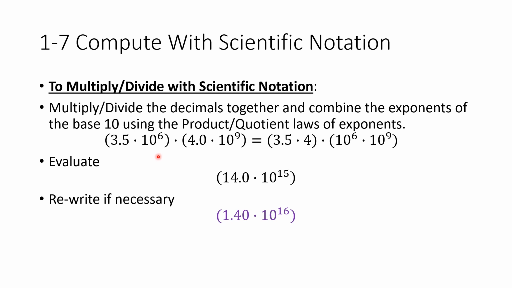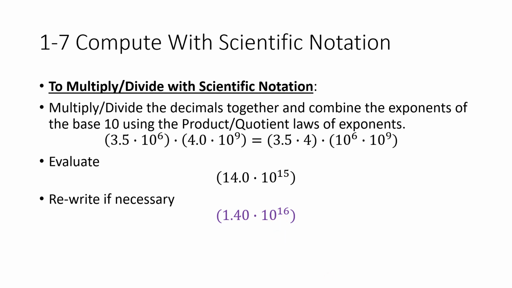Now, the second part is going to be using that product or quotient rule on your base 10. This is multiplication, so we're going to use the product rule, which means we're just going to add 6 plus 9 and get 15. That's really it, but this is not your final answer. Because if you remember from 1-6 notes, your coefficient has to be equal to or greater than 1 or less than 10. 14.0 is greater than 10, so you need to move that decimal over 1 to the left, raising your exponent and giving you your final answer of 1.40 times 10 to the 16th power.